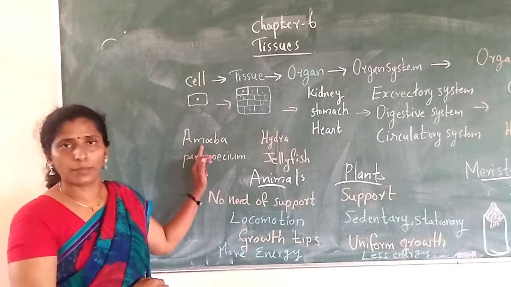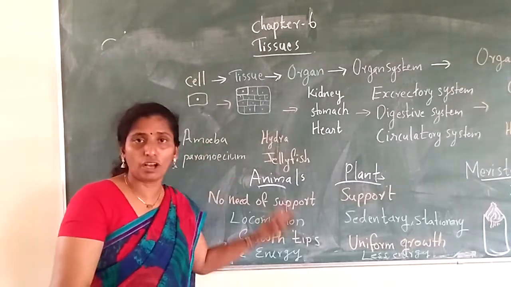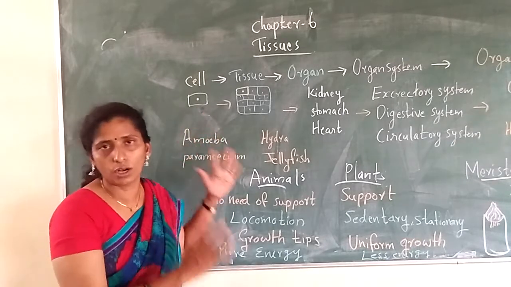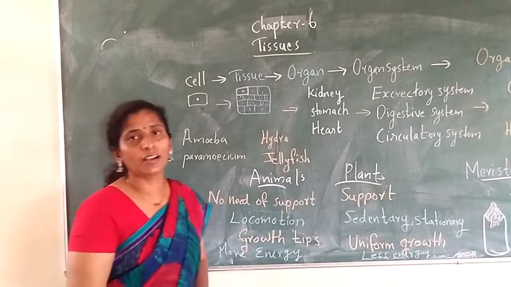One example is what? Amoeba. So in amoeba, what level of organization is there? Cellular level, where the cell alone does all the functions. Next you see, one example is hydra.